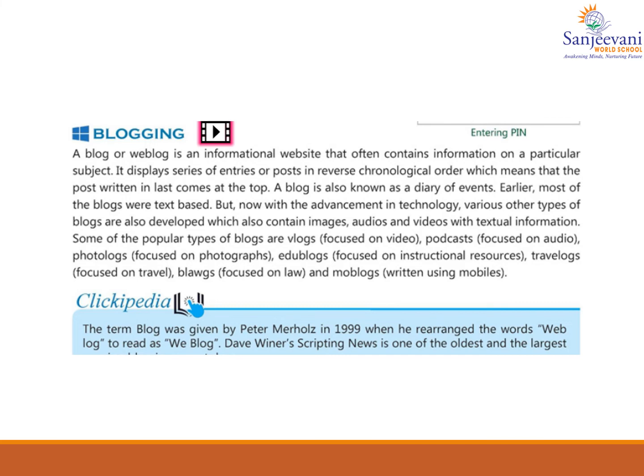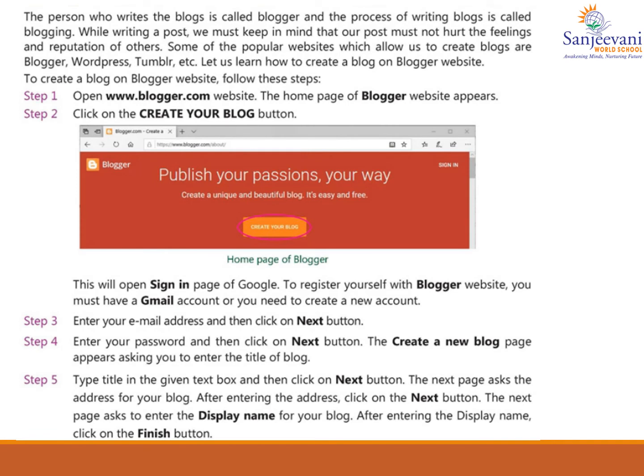Earlier, most of the blogs were text-based, but now with the advancement of technology, various other types of blogs are also developed which also contain images, audios and videos with the textual information. The person who writes the blog is called blogger, and the process of writing blogs is called blogging. While writing a post, we must keep in mind that our post must not hurt the feelings and reputation of others. Some of the popular websites which allows us to create blogs are Blogger or WordPress, Tumblr, etc.